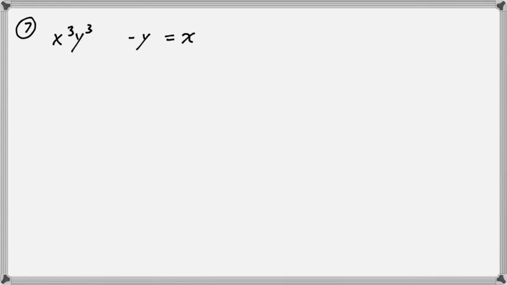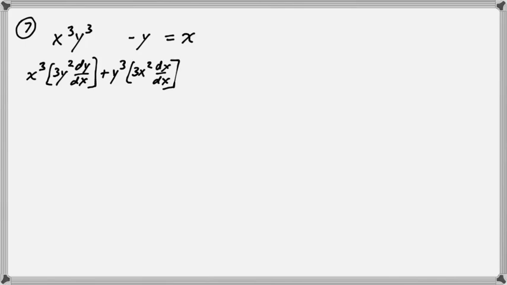Okay, after 5, I think we got 7. Again, this is a product rule, so I left myself some space. So I'll bring down x cubed times the derivative of y cubed. Power, base, one less power, derivative of base. Because it's a y, you put dy/dx. This time, bring down y cubed times the derivative of x cubed, which is 3x² times dx/dx. Apparently, I did not leave myself enough space here because I was trying to keep it lined up.